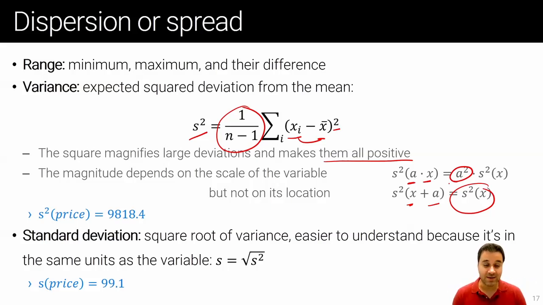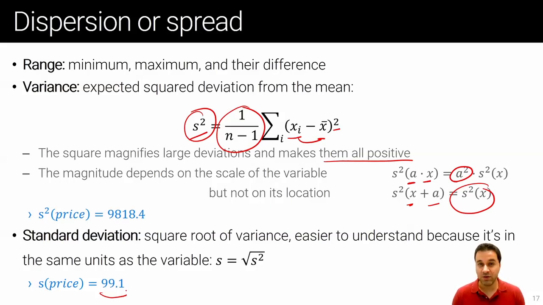Now, the problem with the variance is that it's squared. So the units are squared. If you're measuring something in kilometers, then the variance is kilometers squared, which is kind of difficult to understand, right? And so typically what we do is we report the standard deviation, which is just the square root of the variance. And so in this case, we are reporting a quantity that is in the same units as the variable itself. So in our case, we have a standard deviation for the price of 99 euros. And that's easy to understand because it's in the same units as the variable itself. It's in euros, not euros squared.